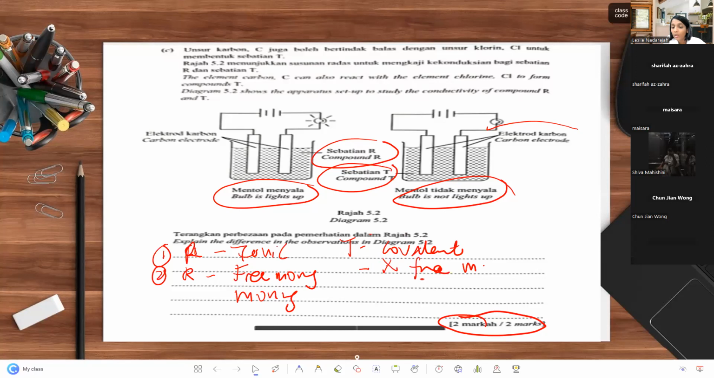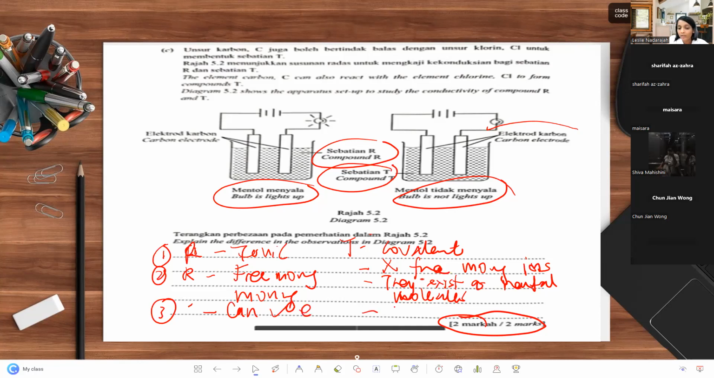Why do they have no free moving ions? What are they existing as? They exist as what? Very good. Then, of course, already explained. So you can carry on by telling what happens here. Compound R can conduct electricity and compound T cannot conduct electricity. Actually, by marking this, I will give 3 marks and not 2 marks. Did you get the answer here already? If yes, teacher's going to move on to my next question.